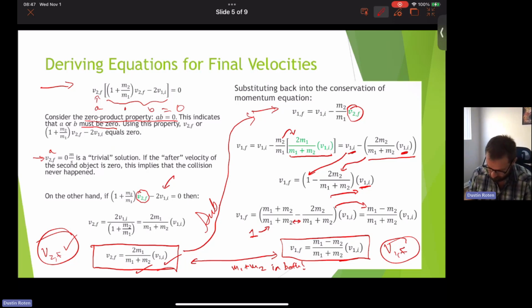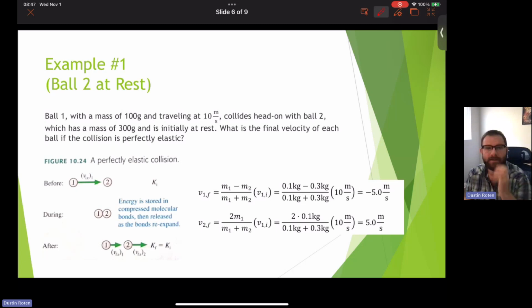Okay, so let's just do a quick example. So we have ball 1 with a mass of 100 grams traveling 10 meters per second collides head-on with ball 2, which has a mass of 300 grams and is initially at rest. Okay, so we got this here in our picture.